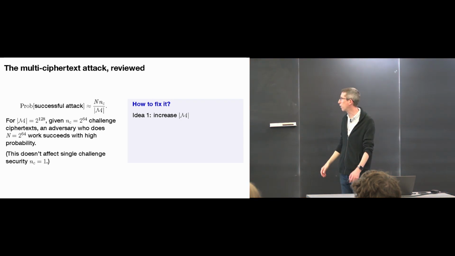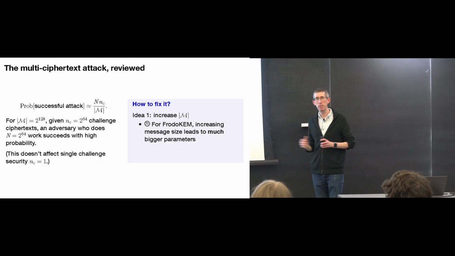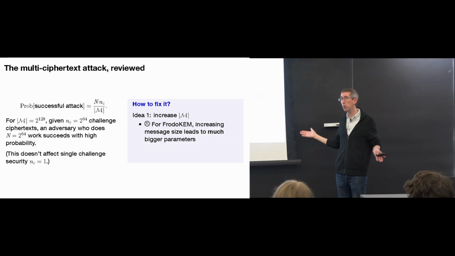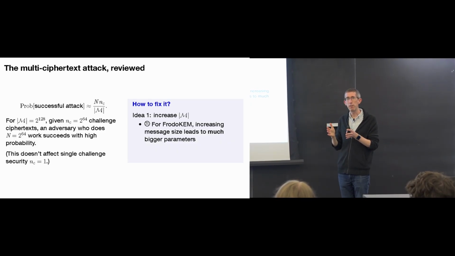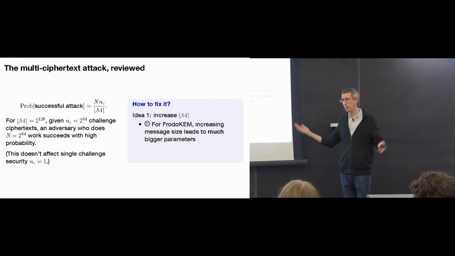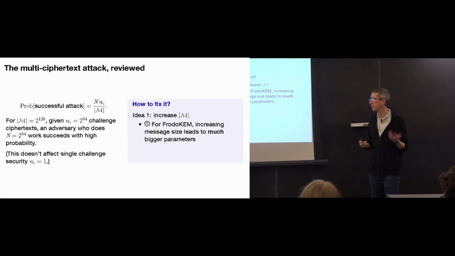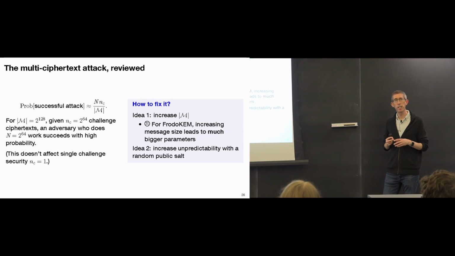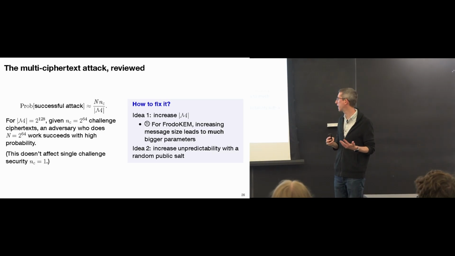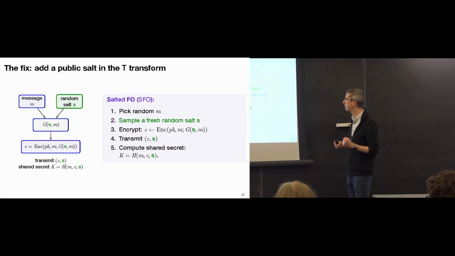Okay? That seems pretty straightforward, except changing the size of the message space might also change other things in the encryption system. So with ProtoChem, it can only handle messages that are exactly 128-bit long with the parameters that are given. If you want bigger messages, you have to make bigger matrices, which will require bigger public keys, bigger ciphertexts, and the scaling is not advantageous. All right, so we have to find some other way to make it work. And what we're going to do for this solution is we're going to try to increase the unpredictability of ciphertexts with a random public salt attached to each encapsulation.